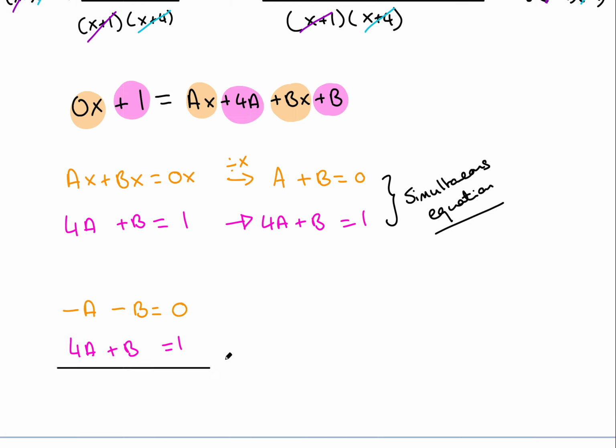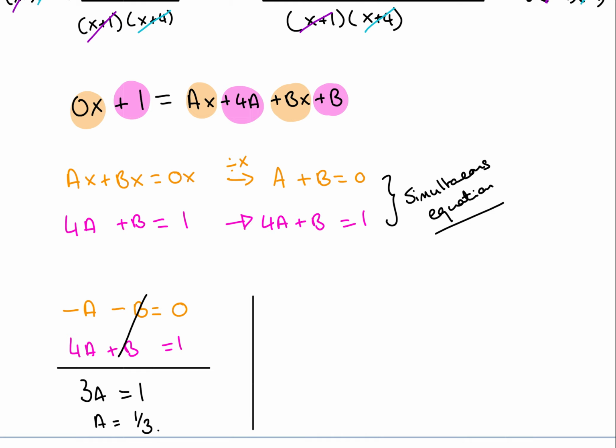And if you're not sure about what's going on here, go back and take a look at simultaneous equations. There's lots of other videos online that you can have a look at there. If I add those two lines together, I'll get minus a plus 4a and I'll get 3a. I'll get minus b plus b, and that's the doing and undoing, so I get 0, and on the right, 1. And if I want to get a on its own, I'm going to divide both sides by 3. So a is equal to 1/3.